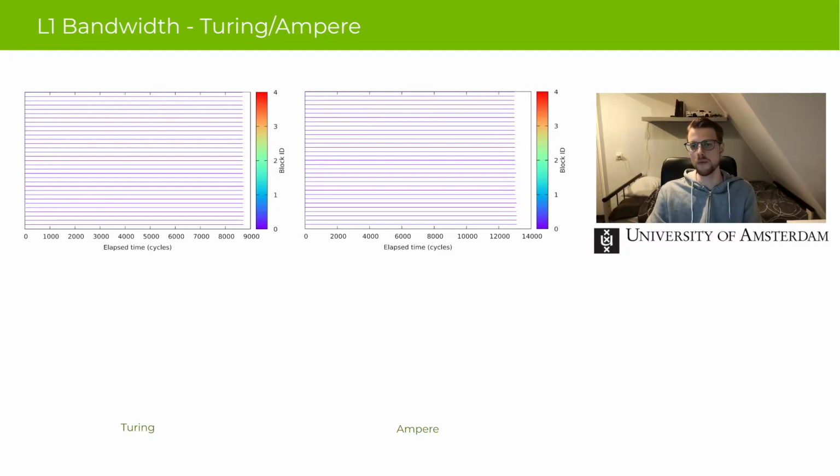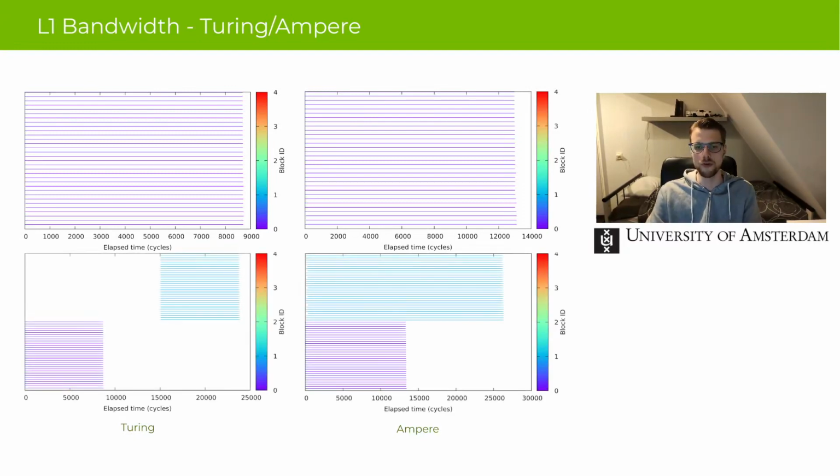On Turing and Ampere, again we have a baseline. These are not comparable because the buffer sizes are different. When we run 2 blocks, we actually see that on Turing only a single block can run at the same time, and on Ampere 2 blocks start at the same time, but only one is able to execute at a time, indicating more resident threads on Ampere.